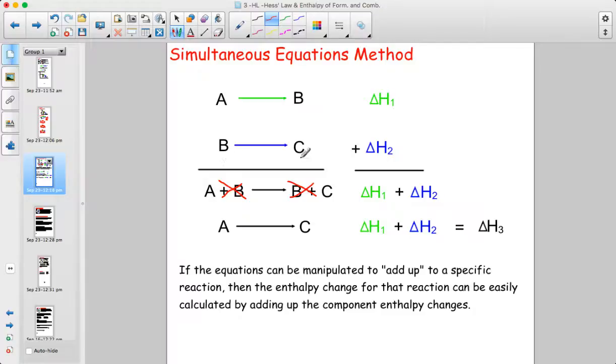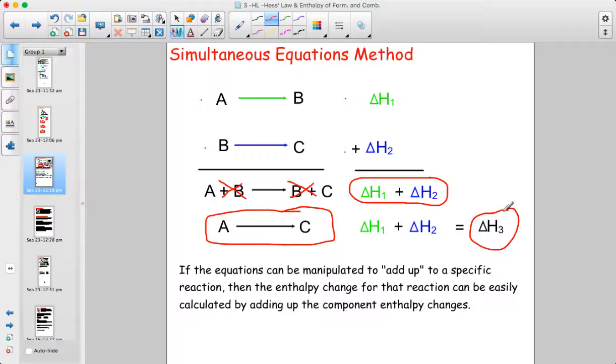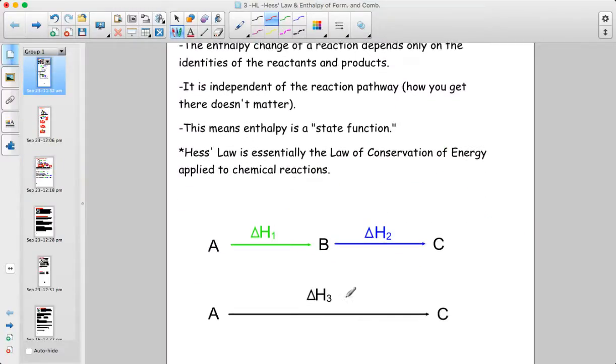A to B plus B to C, we cancel out the B's because they're on both sides, and I end up with this being the net overall equation. So if I add 2 chemical equations together, then I add their enthalpy changes together. When I added these two together, I'm going to add delta H1 and delta H2, and delta H1 plus delta H2 therefore equal delta H3 for that third reaction, just like we said back at the beginning. Literally when I add these 2 chemical equations, they add up to this third equation, and therefore if I add their 2 enthalpy changes together, it adds up to the third enthalpy change.